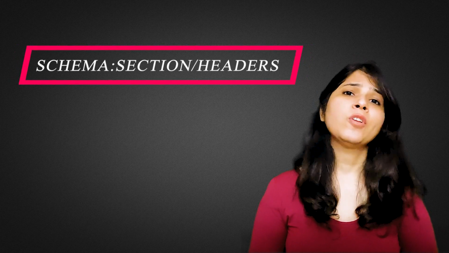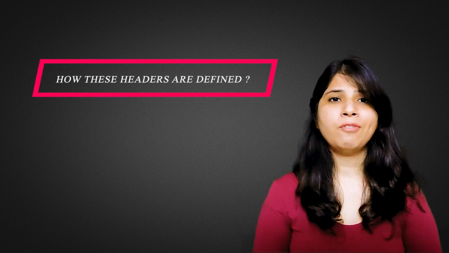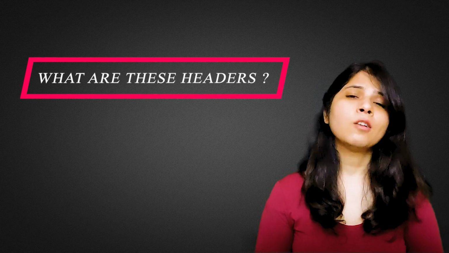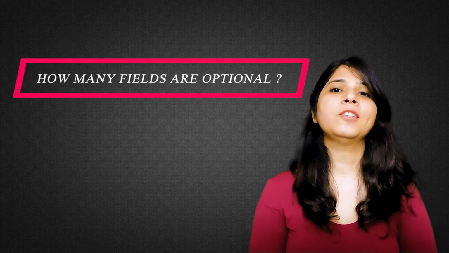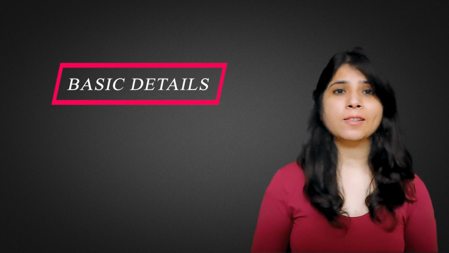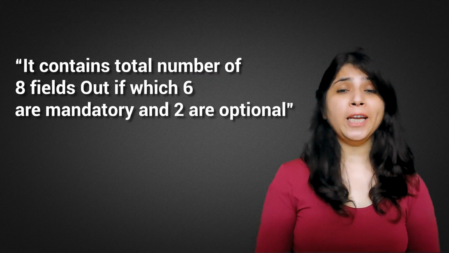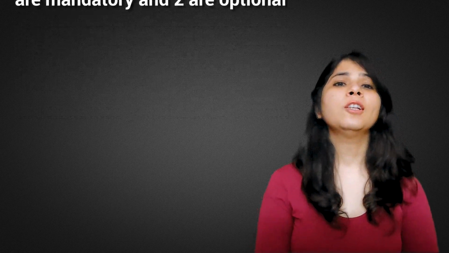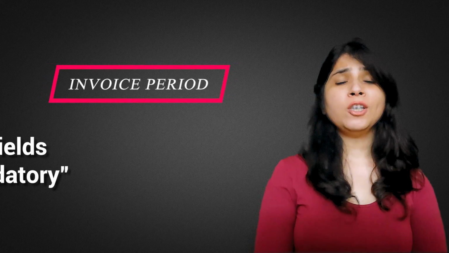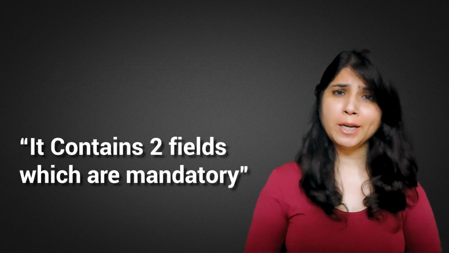Now moving forward to the schema headers and sections. Yes guys, we will discuss the schema sections and headers, what these headers are, how many fields are mandatory, and how many fields are optional under these headers. The first header or section is basic details. It contains a total of 8 fields, out of which 6 are mandatory and 2 are optional. The second header is invoice period, which contains 2 fields and both are mandatory.